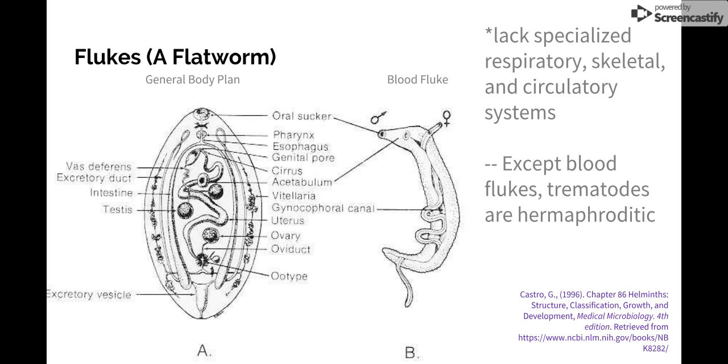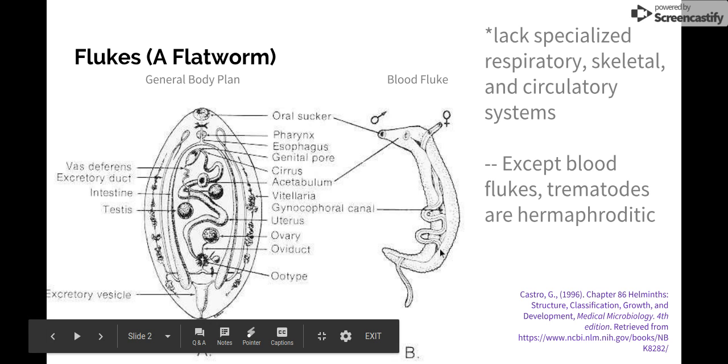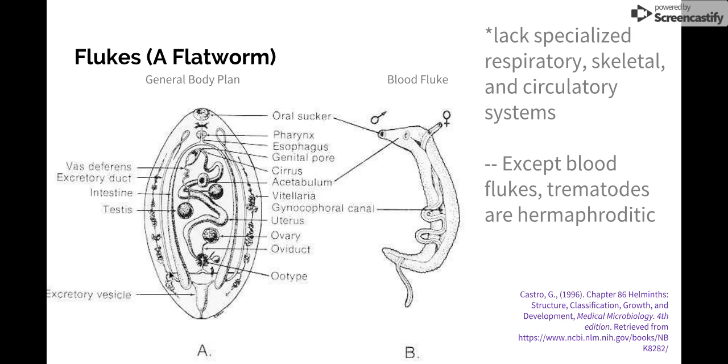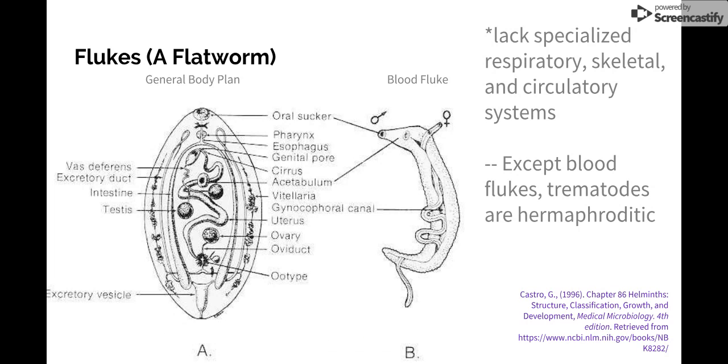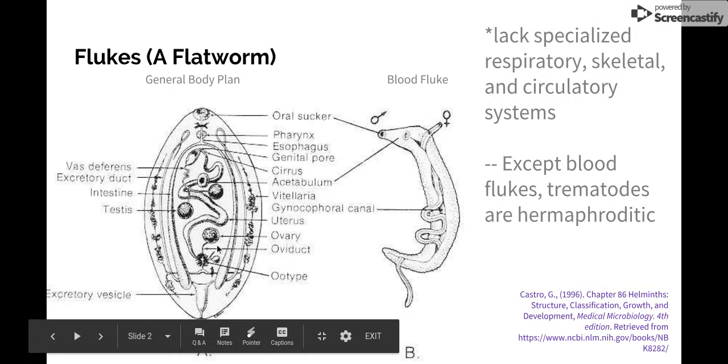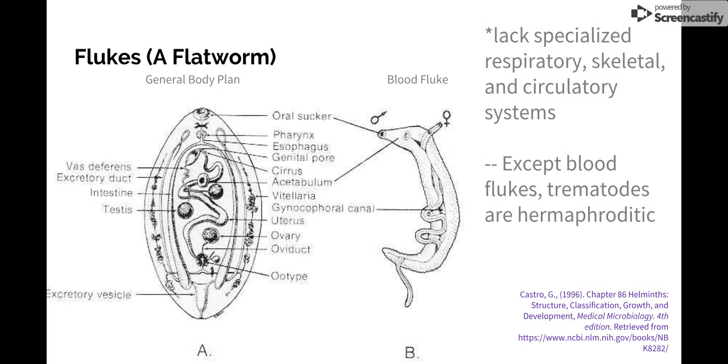Being a hermaphroditic parasite is really beneficial because you can reproduce super easily. What it means is that general flukes have both male and female parts. So they have testes and ovaries and can make a completely fertilized egg sac and put that into the environment.